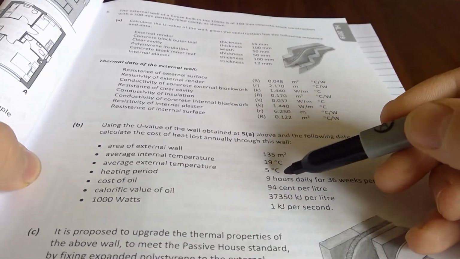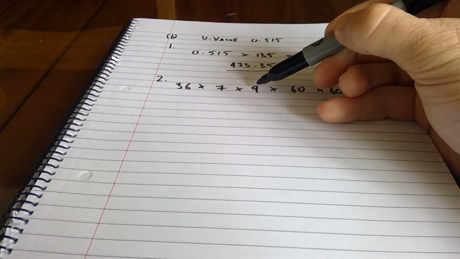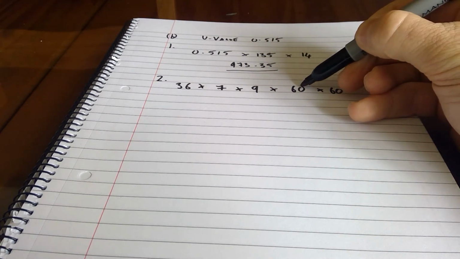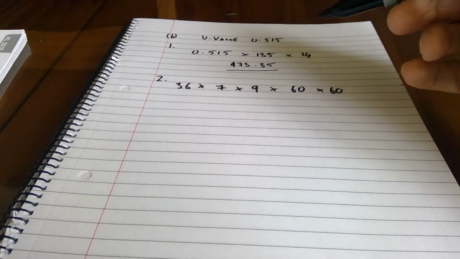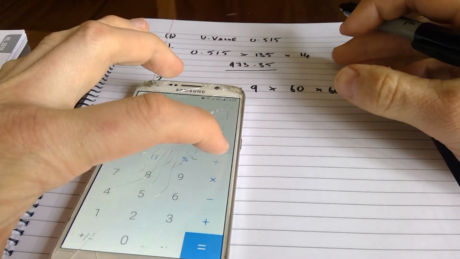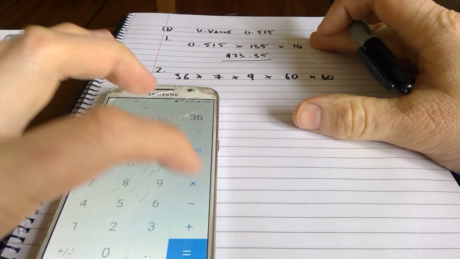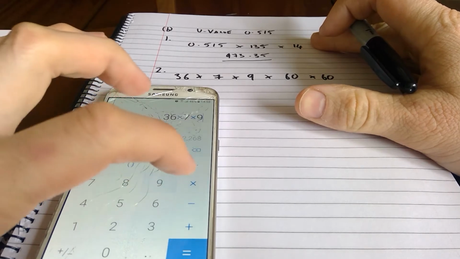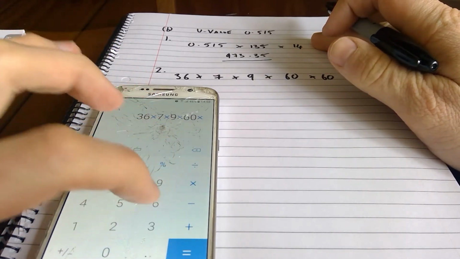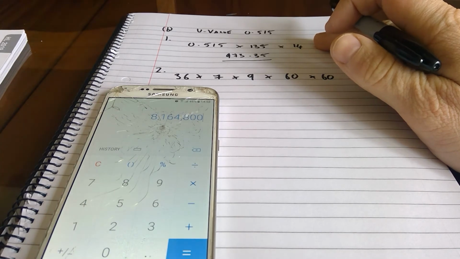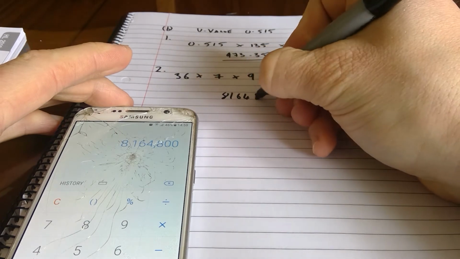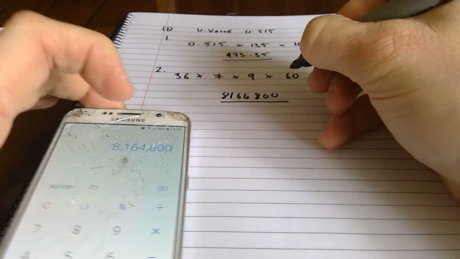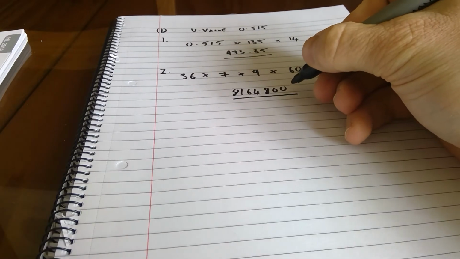Go back to the question. It says here 9 hours a day. So you get your 9 hours a day. And common sense will tell us there's 60 minutes in an hour and 60 seconds in a minute. So you just get all those and you multiply those out. So 36 by 7 by 9 by 60 by 60 equals 8164800. Again, that's your answer for step 2. That's the amount of seconds the heating is on in that house for a full year.